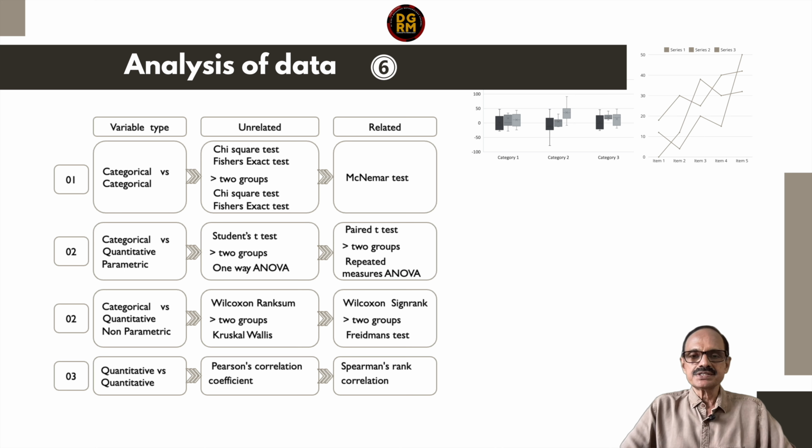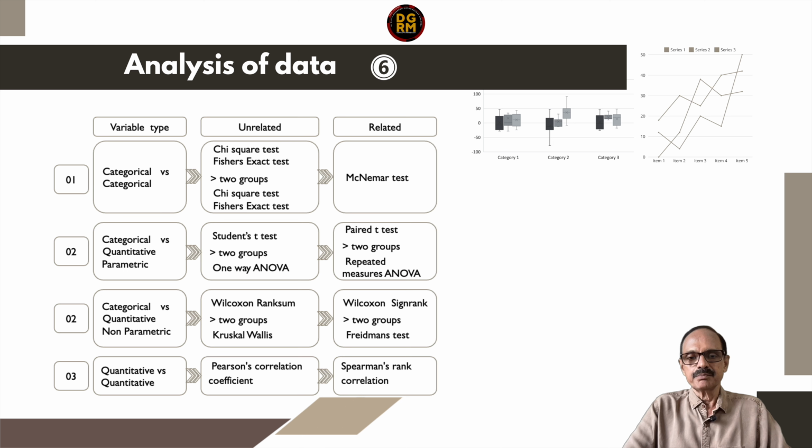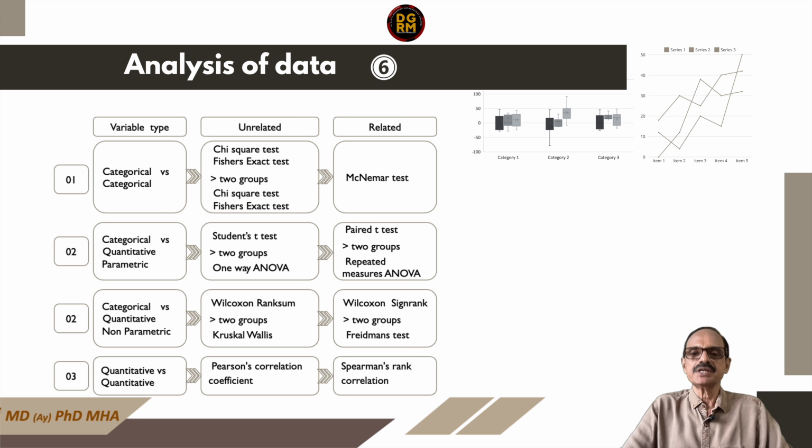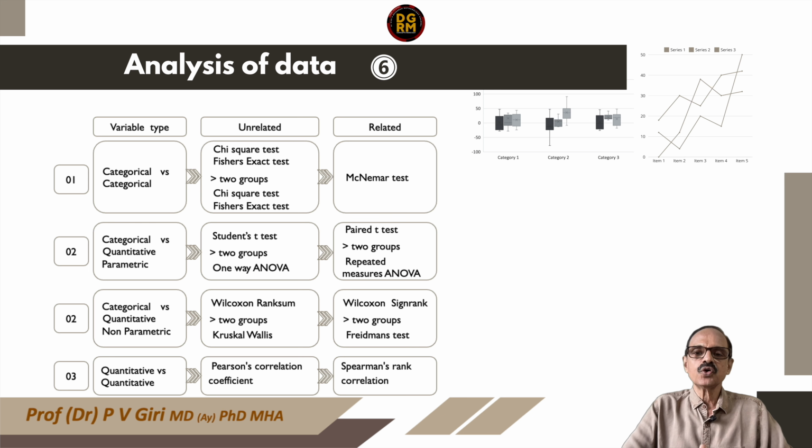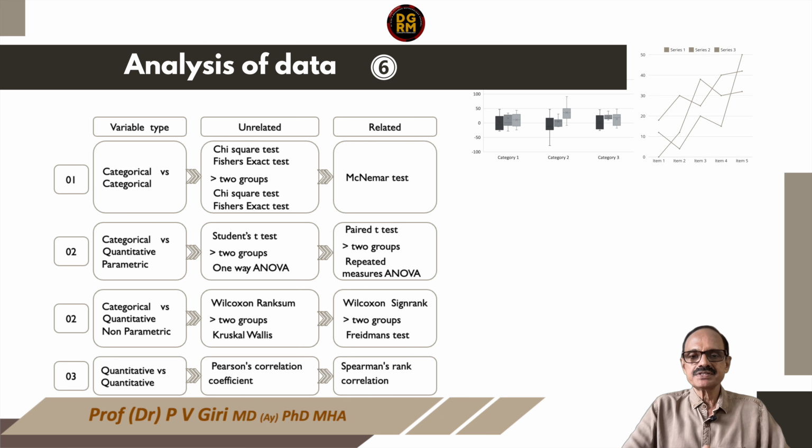For the student t-test, we want to compare Group A and Group B, that is, A has been given a medicine and B has been given a placebo. To compare the means, for example hemoglobin, we go for the student t-test. And if there are more than two groups, for example three groups, that is medicine A, medicine B, and medicine C, and we want to compare the means of, for example, hemoglobin level, what are the changes occurring in hemoglobin level? We go for one-way ANOVA.